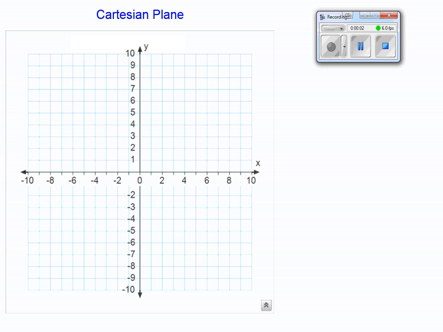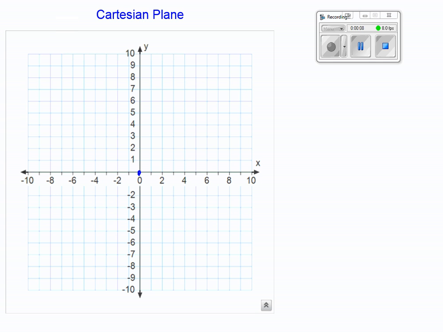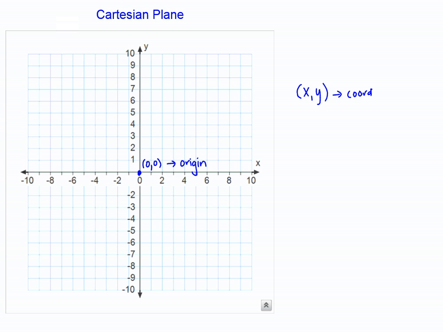The first thing let's talk about is this point where the axes meet. It has a name: origin. Good. So that's the point 0, 0. Okay. And so 0, 0, right? Coordinates are x, y. Okay, those are our coordinates.